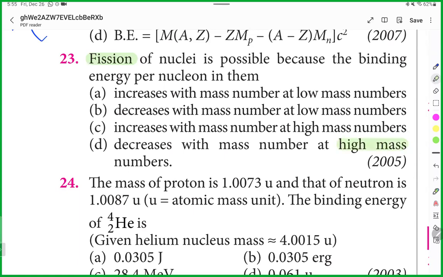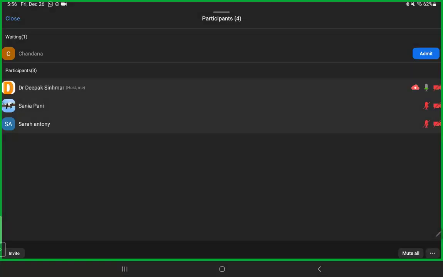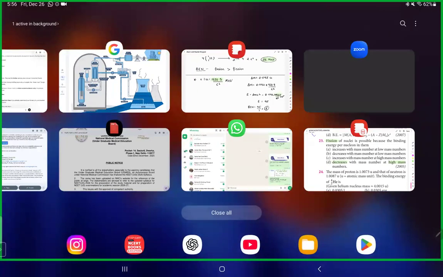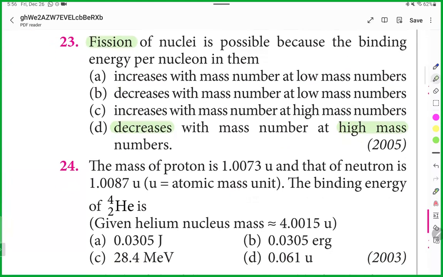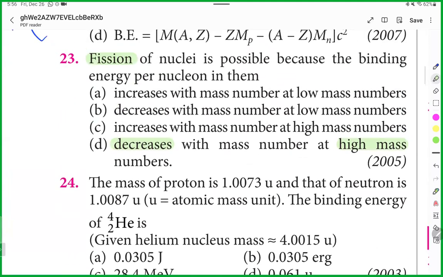If you increase mass in case of fission, it means already you have a big molecule. That's why fission is possible. If you increase mass, then binding energy per nucleon will decrease. Understood? Binding energy per nucleon will decrease. Done? Okay. Chandana, any doubt?